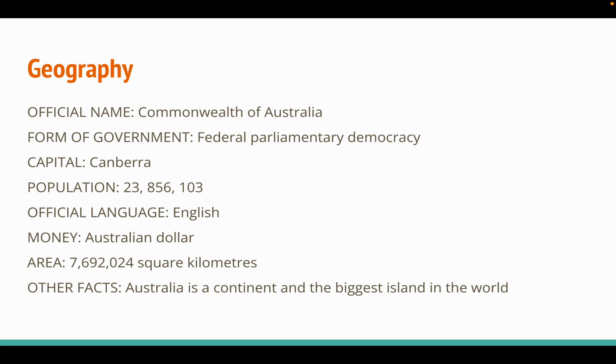All right, so here's just some geographical facts. The official name, you can see, is Commonwealth of Australia. It's a federal parliamentary democracy. The capital is called Canberra. The population is almost 24 million people. They speak English. They trade with the Australian dollar. There's almost 8 million square kilometers. Not 8 million, is it? Yeah. And an important fact is Australia is a continent and the biggest island in the world.